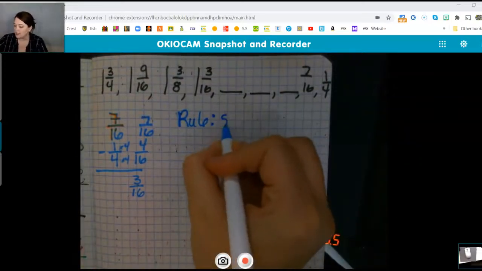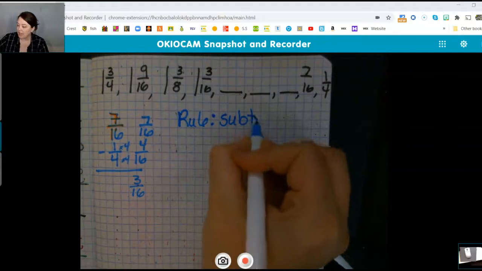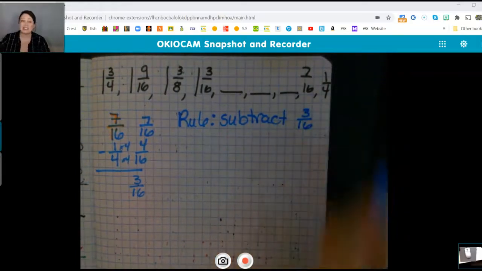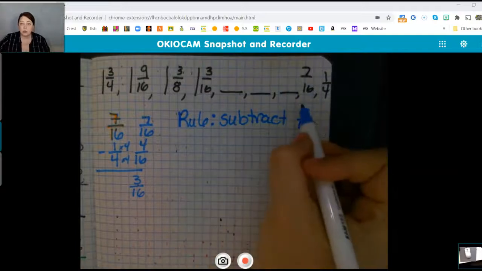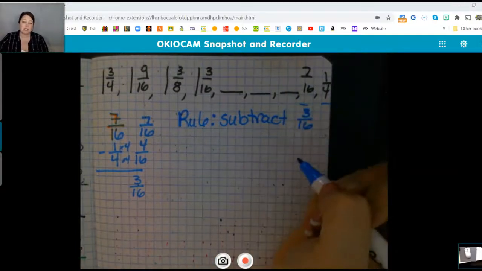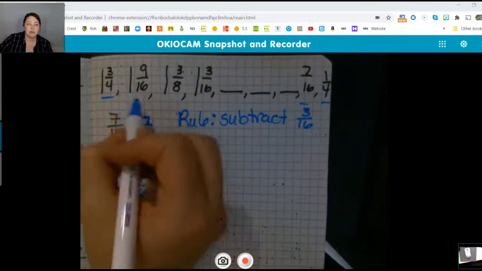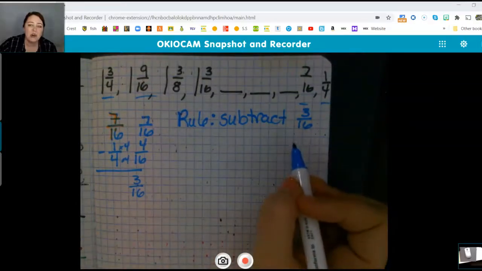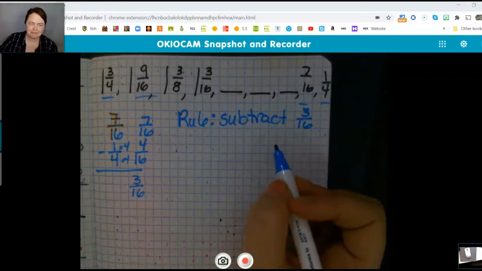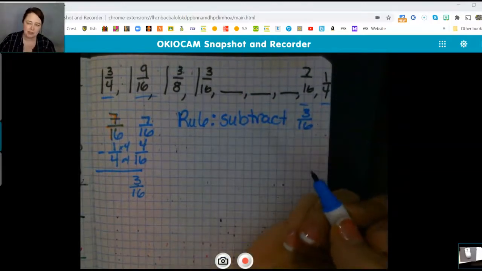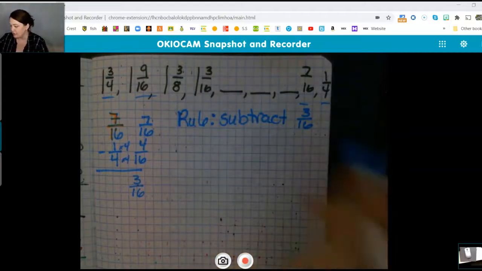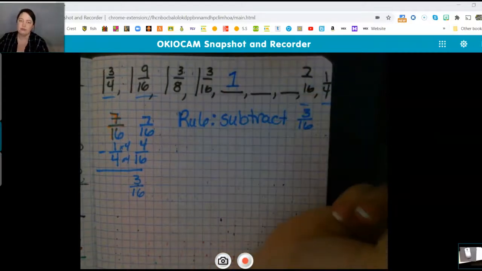The rule is subtract 3/16. That's literally all you have to do. Take two terms that are next to each other and subtract them. What's the difference? I could have taken these two. It would have been fine. I just chose these ones since they didn't have whole numbers. Now, of course, we have to apply that 3 times. So 1 3/16 minus 3/16 is just 1.